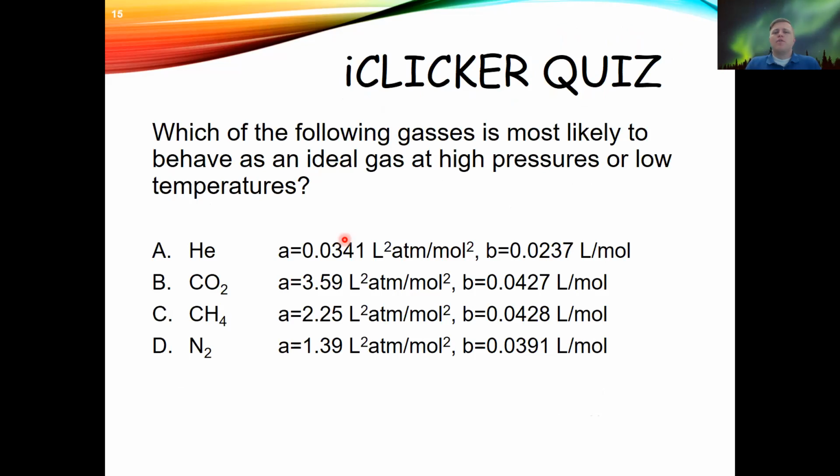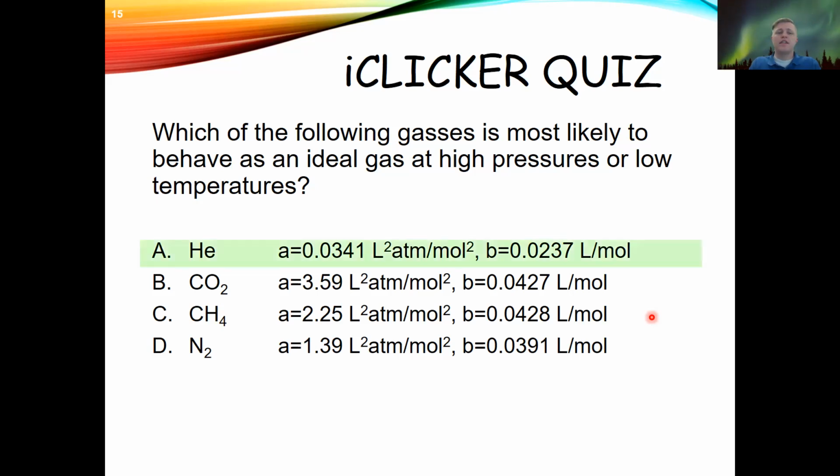Well, let's give you a practice problem, see how you're doing with this idea. Which of the following gases is most likely to behave as an ideal gas at high pressures or low temperatures? So I have 4 gases here: helium, CO2, CH4, and N2, and I have their A and B terms listed here. Go ahead and try and think through this, pause the video, and then we can go over it.